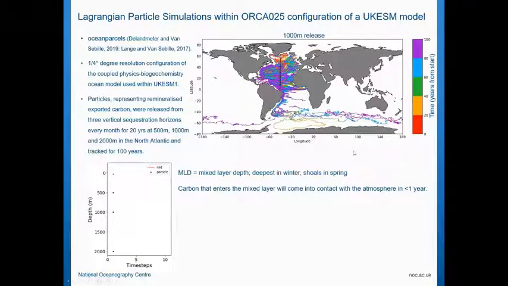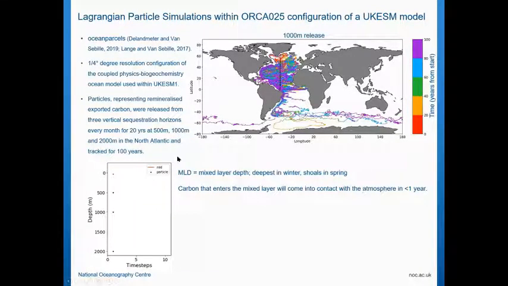And so as we're interested in the sequestration of these particles, we've used a mixed layer depth criterion. So in most places, the mixed layer depth has a seasonal cycle in which it's deepest in winter and it shoals in spring. Once carbon enters the mixed layer, we assume that it will come back into contact with the atmosphere in less than 1 year.